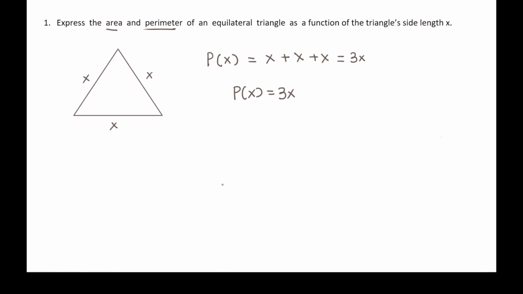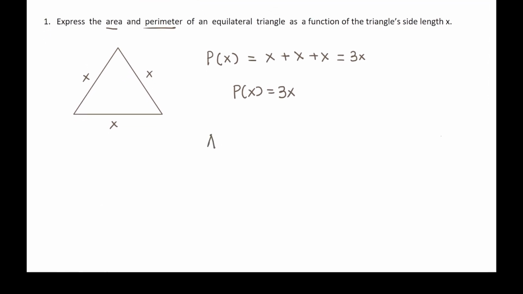Now we want one for area. So the area of a triangle is 1/2 times base times height. Now here we want the input of the function to be x. So we need to write both base and height in terms of x. Now the base of the triangle here would simply be the length of the side, which is x. But the height, we need to write in terms of x. So let's say this is the height of the triangle.